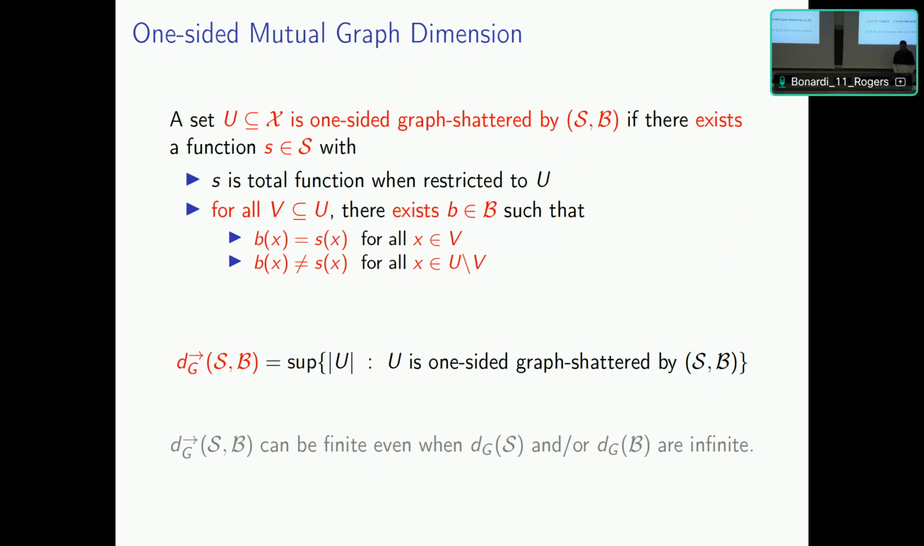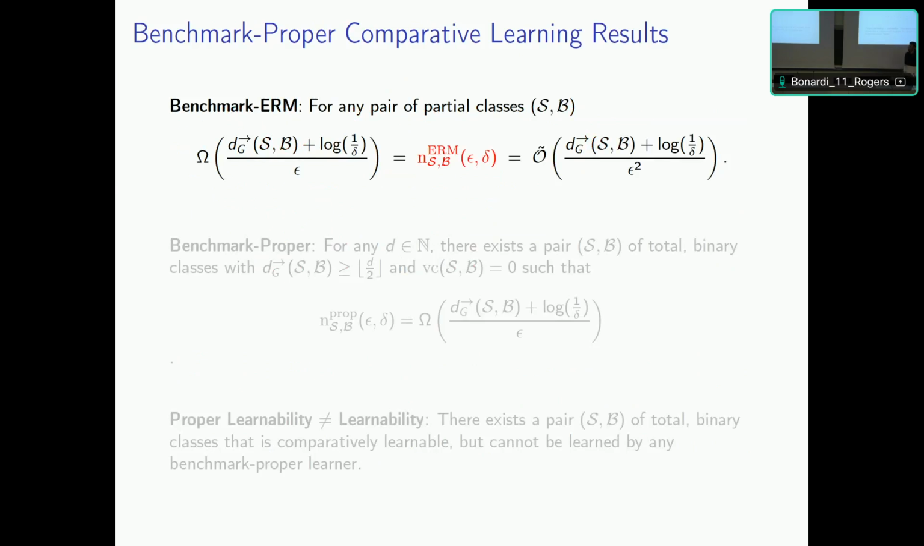So we define the one-sided graph shatter dimension to be the size of the largest set that is shattered by the pair. And one thing to emphasize is that this can be really different from the graph dimension of the source class or benchmark class, and it could be finite even if they are infinite. So our first result is that the sample complexity of benchmark ERMs is characterized by this graph dimension.